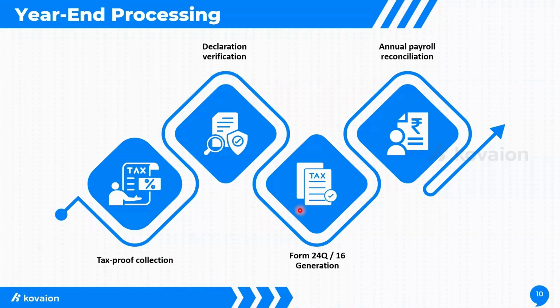Once verified, the system automatically generates Form 24Q and Form 16, reducing manual effort and errors. Finally, we perform annual payroll reconciliation, which provides a clear audit trail and ensures all payments and deductions are accurate.